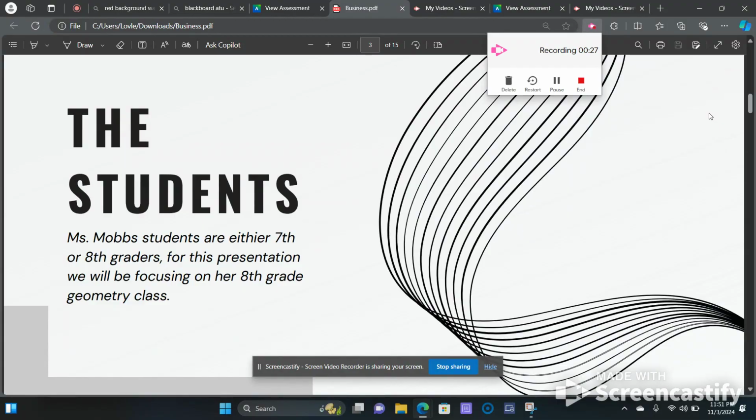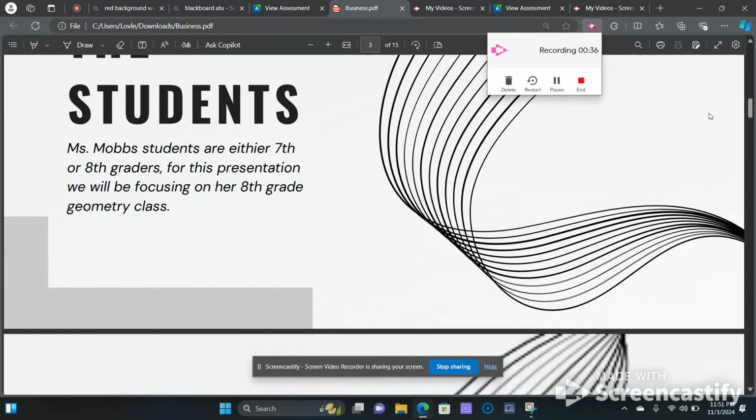The students. Miss Mobbs' students are either 7th or 8th graders, depending on the class they are in, and for this presentation we will be focusing on her 8th grade geometry class.